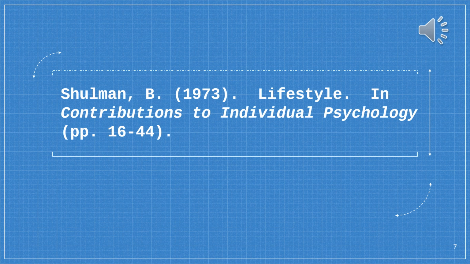The next component is an article by Bernard Schulman from his book of collected works. I think this is the most detailed elaboration of the concept of lifestyle coming out of the Chicago groups, Dreikurs, Schulman, Mosak, Powers, and many others. You will be able to view and download this article by clicking on a button on the course page.